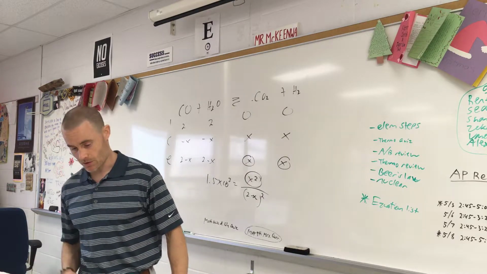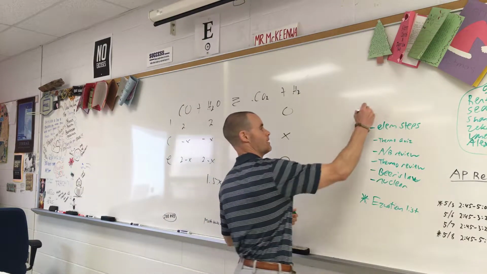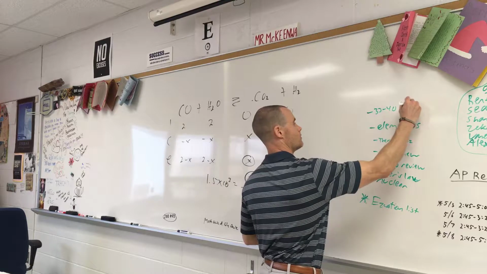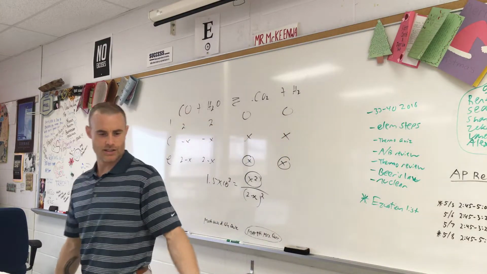So I need to write that down. What is it? 33 through 40. I don't know what happened to that. 3 of those right. 33 through 40, 16. Huh. Looks like I just didn't do it.